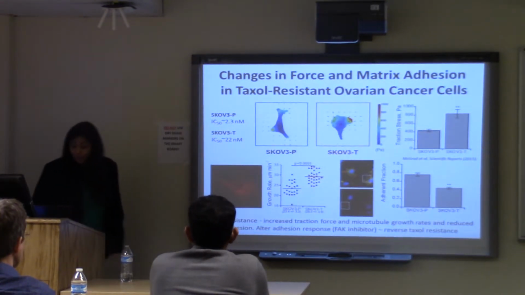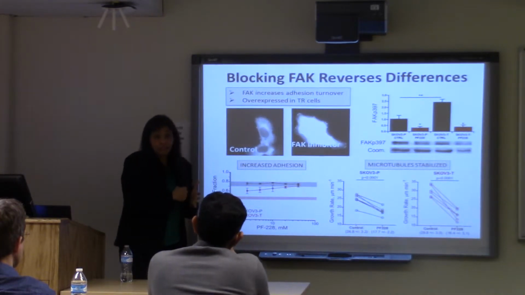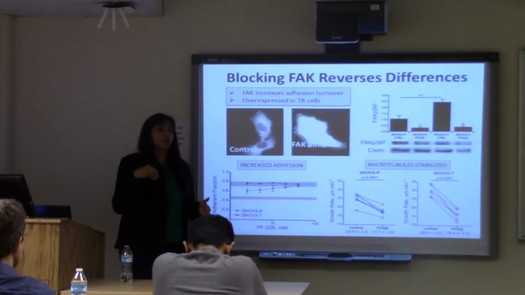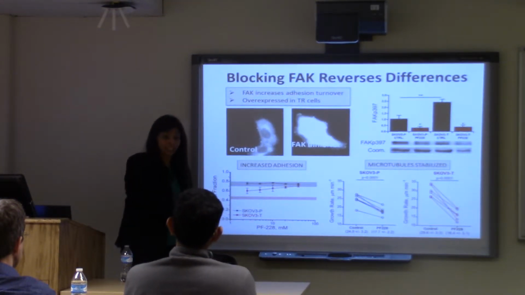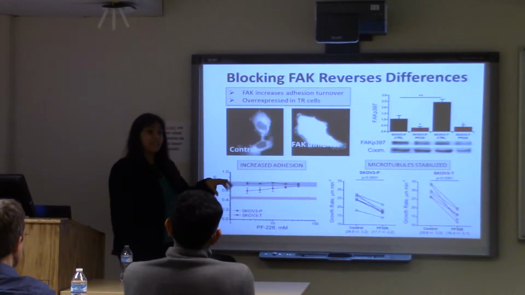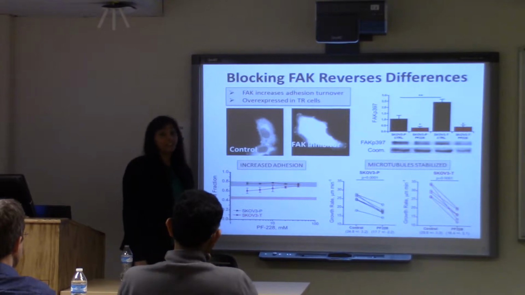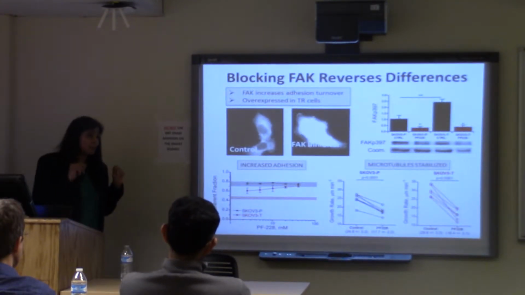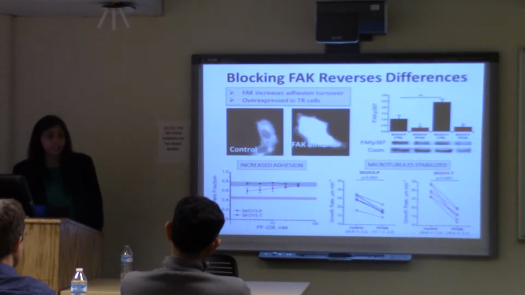And if we treat with something that affects the way these cells interact with their environment, like a focal adhesion kinase inhibitor, I mentioned that focal adhesions are these force transducers between the intracellular environment and the extracellular matrix. And if we inhibit FAK, which is a protein that's present in that focal adhesion, then it reverses a lot of these things. And so now we can use these types of biophysical measurements to screen drugs to see if they can reverse these mechanical phenotypes that we measured.